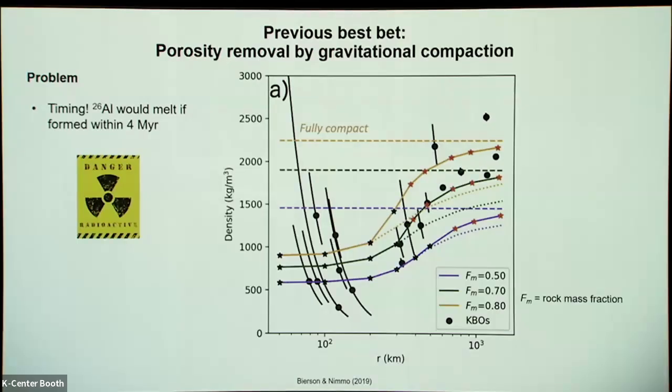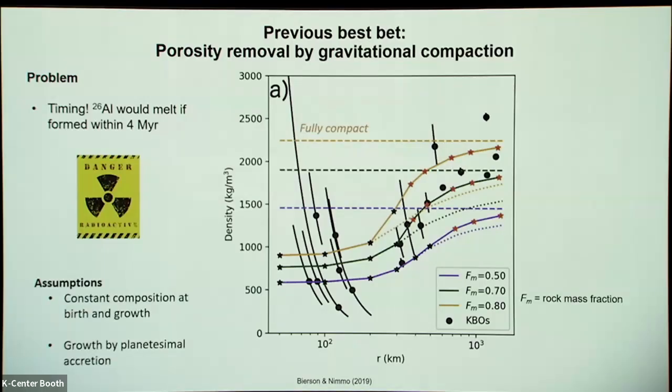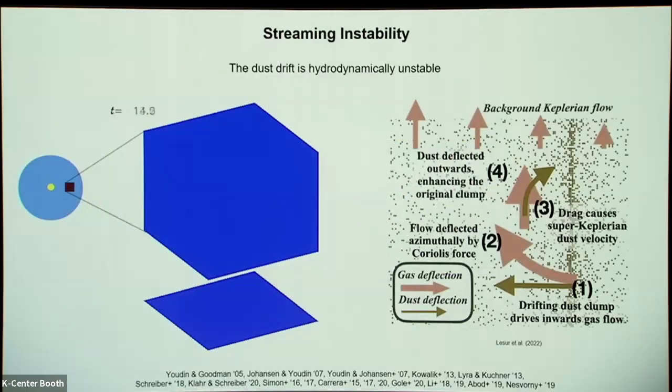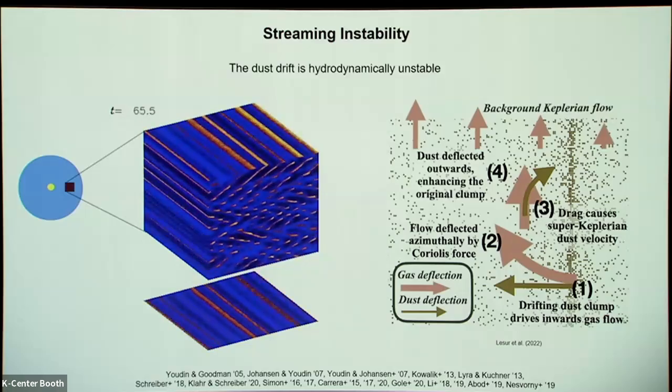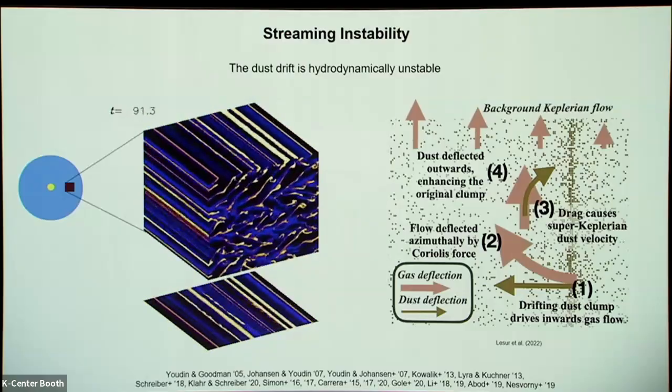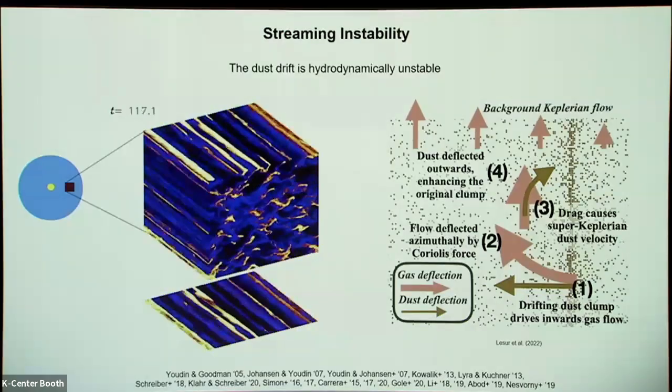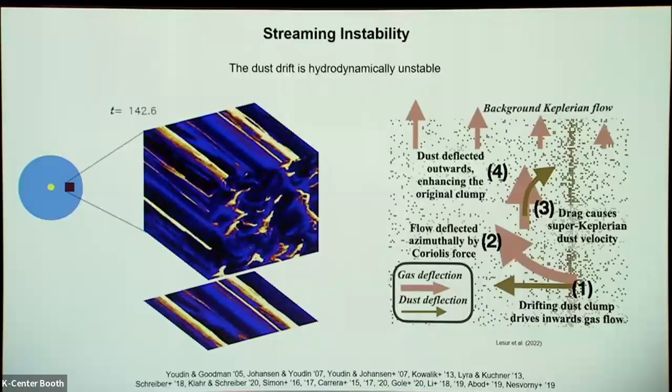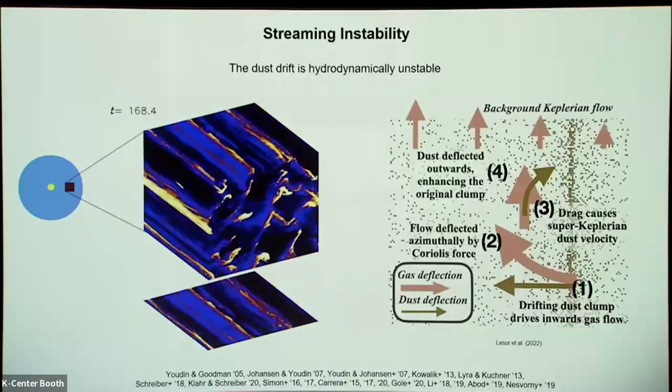So how can we form them earlier while still avoiding aluminum-26? The assumptions here are constant composition at birth and growth, and that the growth happened via planetesimal accretion. These are the things that I would challenge here. These objects, at least the low mass ones, we think form via the streaming instability. It doesn't need to be that, but that's our current best bet, a mechanism that has been shown to work in models.